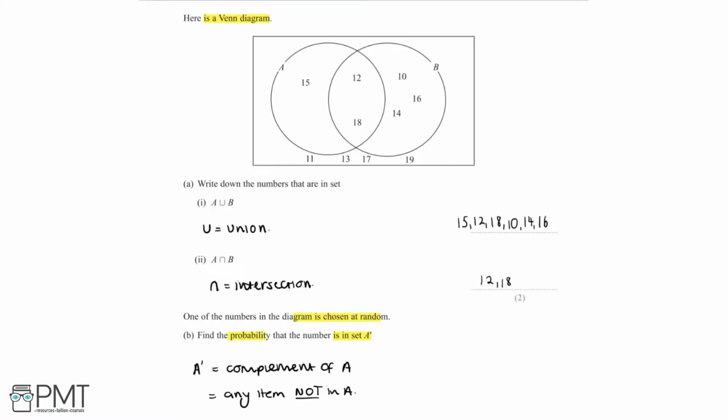And so taking a look at our diagram, we can see that the highlighted numbers are not in set A. And so to find the probability, we need to find how many these are. So we can see that we have 7 highlighted numbers. And so this is out of a total of 10 numbers. And so we can say that the probability that the number is in the complement of set A is equal to 7 out of 10.